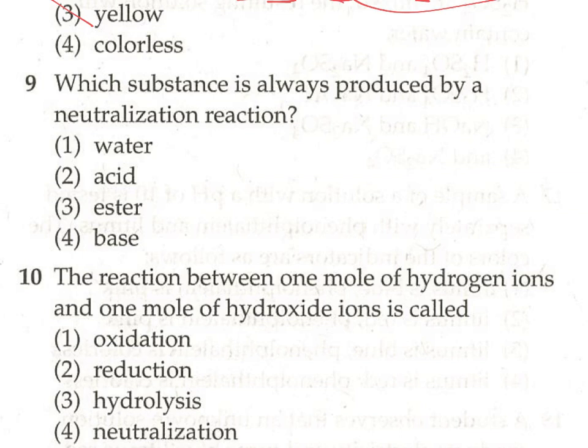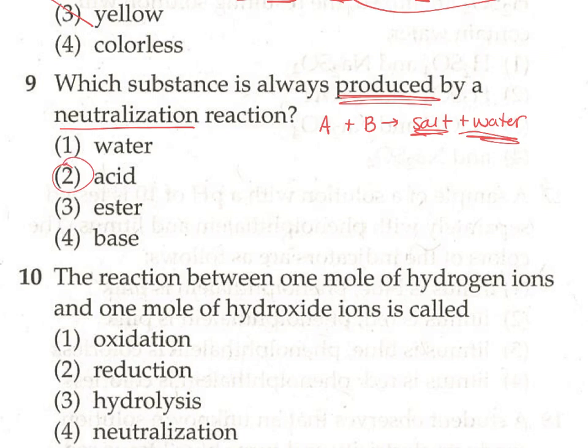Number 9, which substance is always produced by a neutralization reaction? So you need to know that a neutralization reaction is acid plus base produces salt plus water. So we're looking for a product, so we've got to choose what? Well, no, wrong one. I said water and circled acid. Oh, I'm so silly. So we would circle water here. Acid and base, those would be reactants.